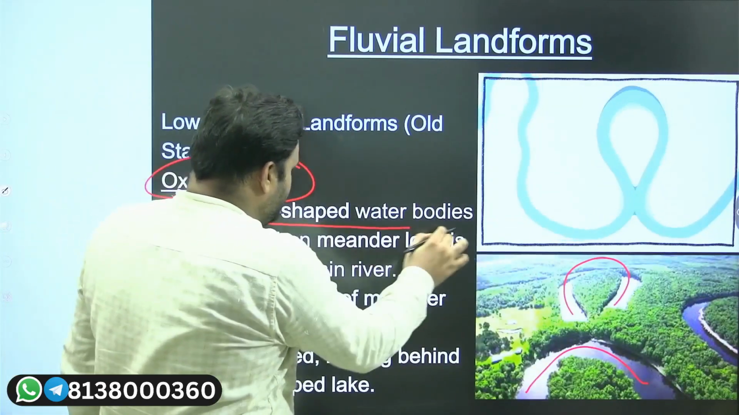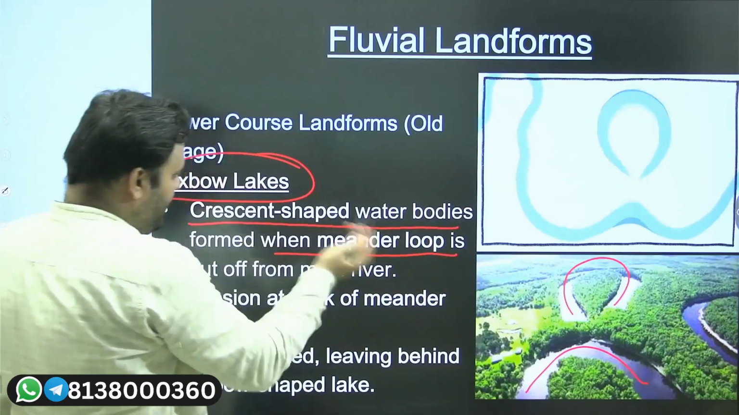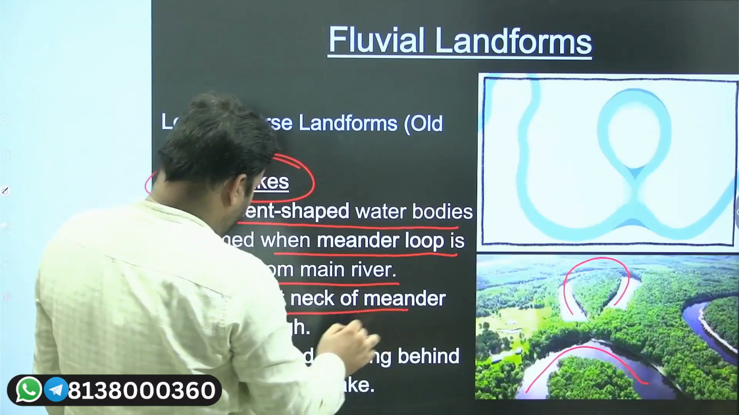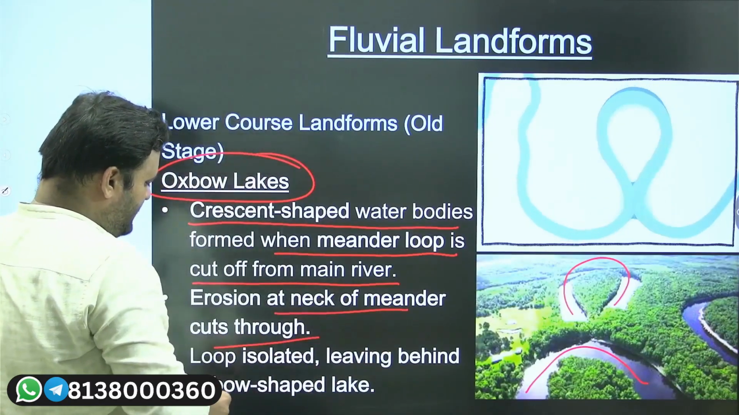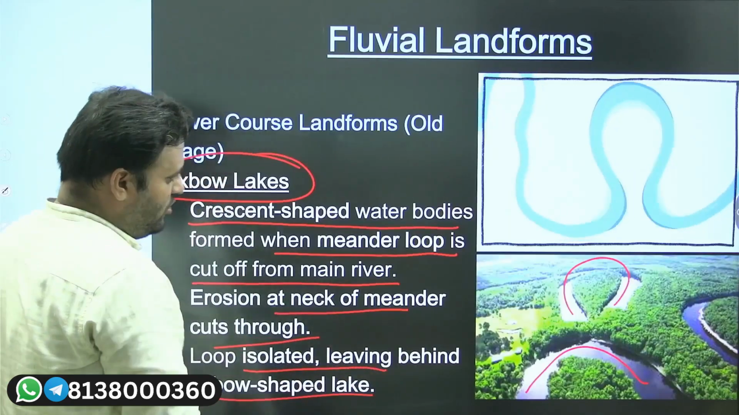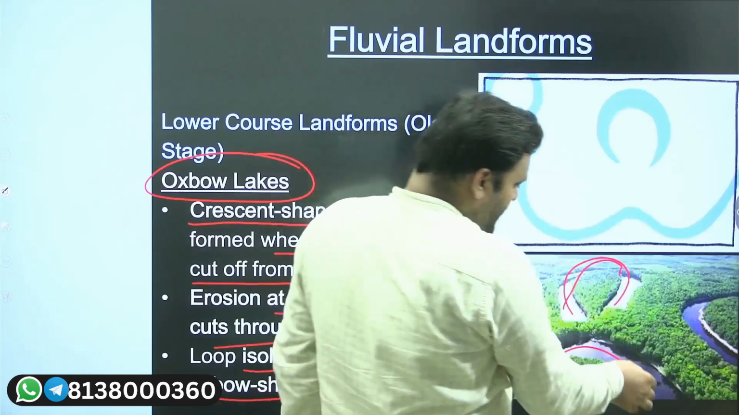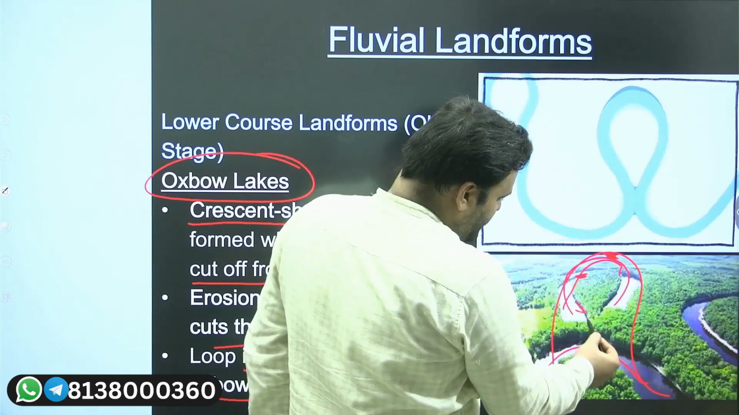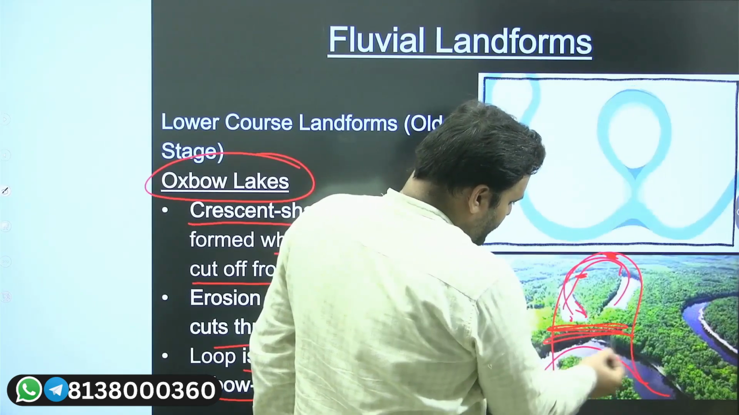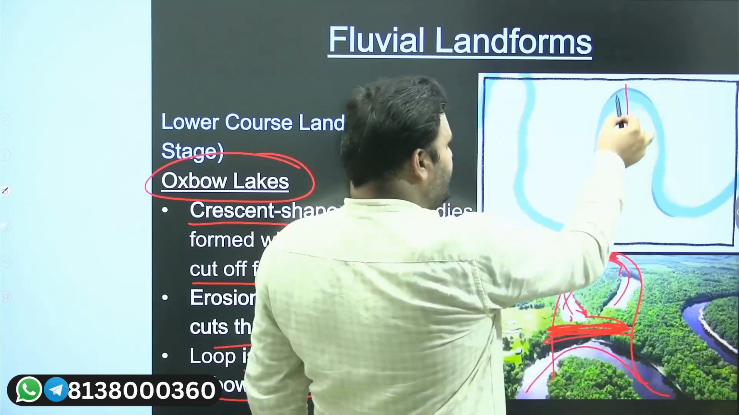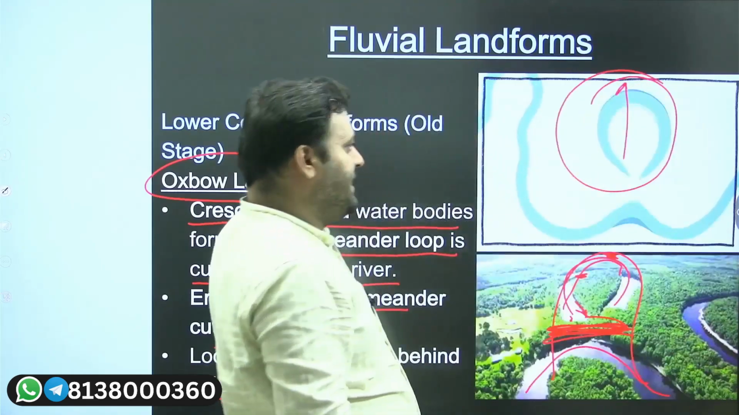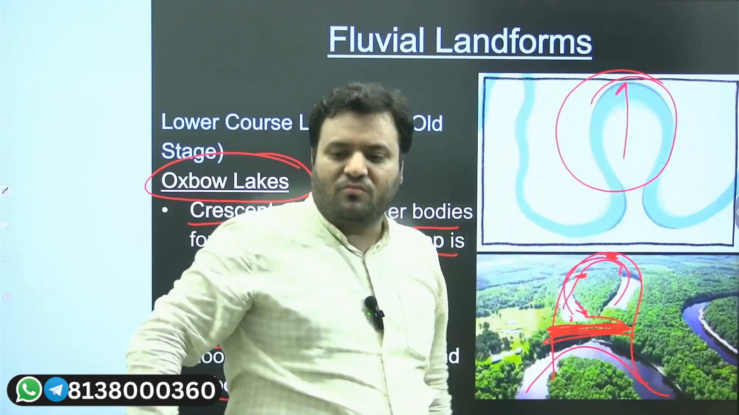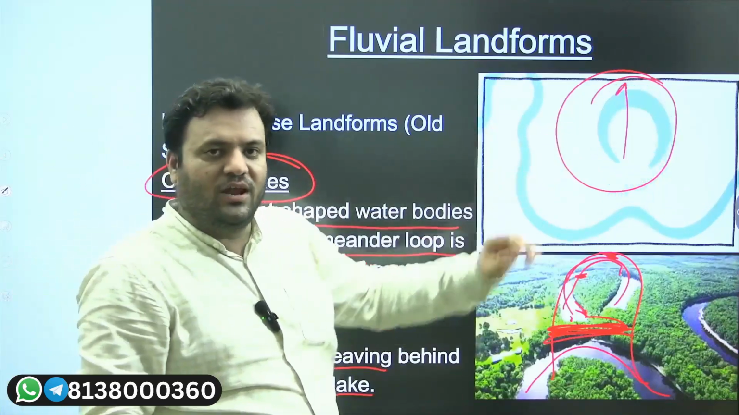So we have these crescent-shaped water bodies formed when a meander loop is cut off from the main river. Here you can see erosion at the neck of the meander cuts through it, and the loop is isolated, leaving behind the Oxbow Lake shape. This is the Oxbow Lake. Here the course is like this, but because of the erosion and deposition here which took place continuously, now we have more deposition here, and as a result this particular loop is separated from the main course, called what? Oxbow Lake. So that's how the Oxbow Lake is formed.